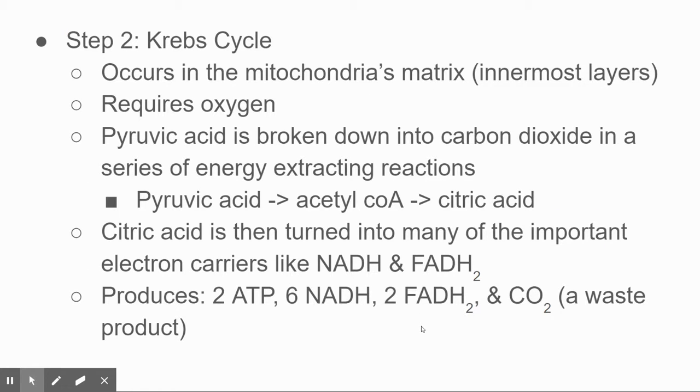From there, we have the Krebs cycle. The Krebs cycle occurs in the mitochondrial matrix, which is the wavy innermost layers. This actually does require oxygen. The pyruvic acid is broken down into carbon dioxide in a series of energy extracting reactions. The pyruvic acid is turned to acetyl coenzyme A and then is transformed into citric acid. Citric acid is then turned into many of the important electron carriers like NADH and FADH2. This produces 2 ATP, 6 NADH, 2 FADH2, and carbon dioxide as a waste.